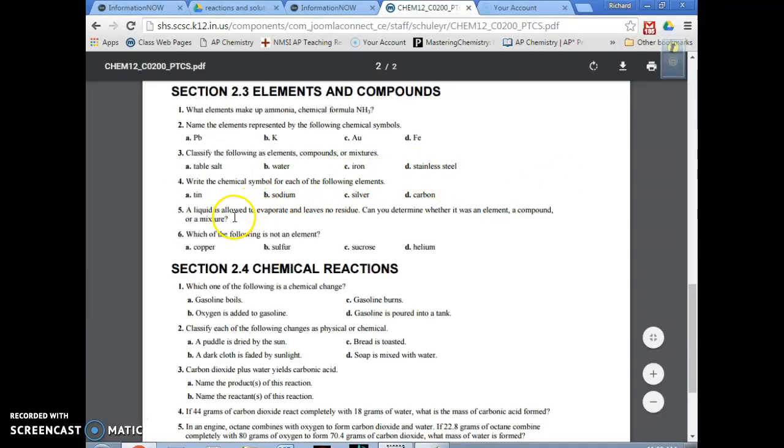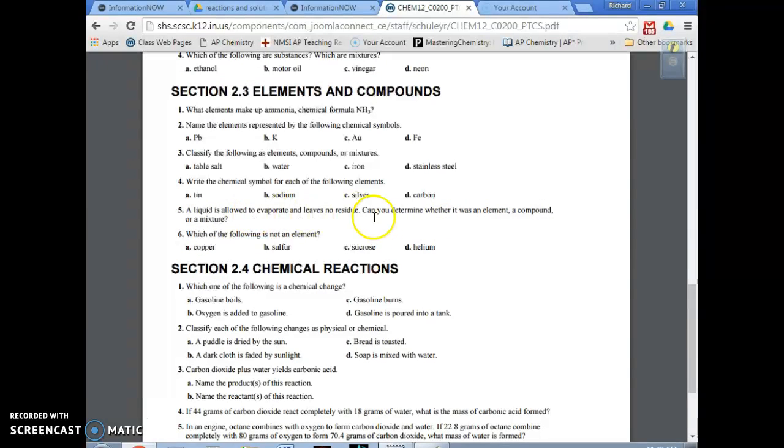Let's keep going. A liquid is allowed to evaporate and leaves no residue. Can you determine whether it's an element, a compound, or a mixture? My answer would be no, because if it was an element, there are a couple liquid elements. If the element evaporates, nothing should be left behind. If it's a compound, if you have pure alcohol and you just let it evaporate, nothing will be left behind.